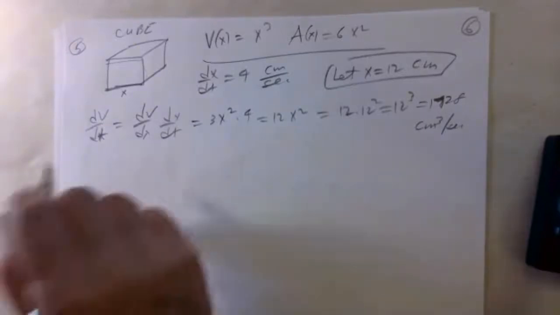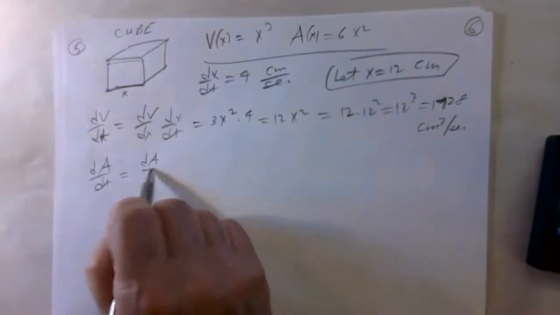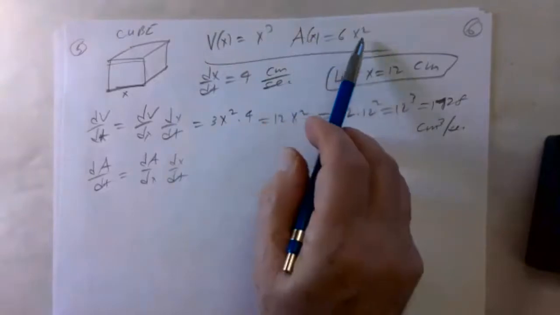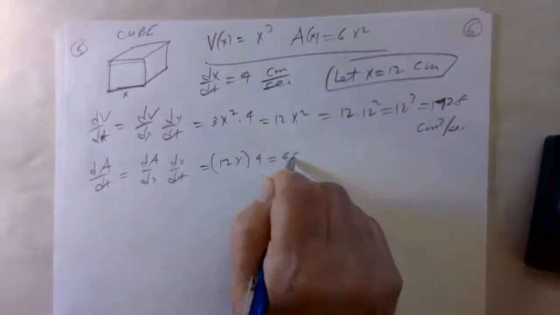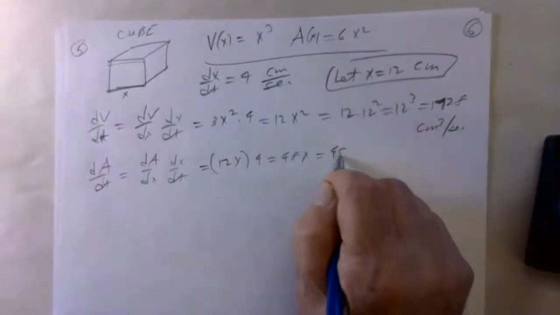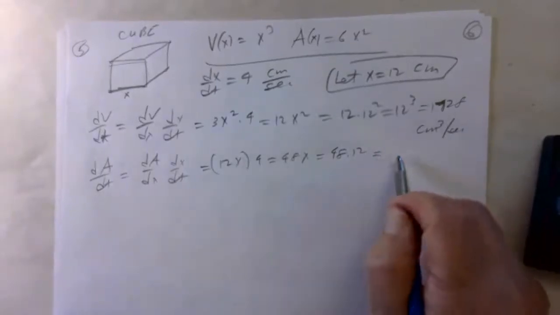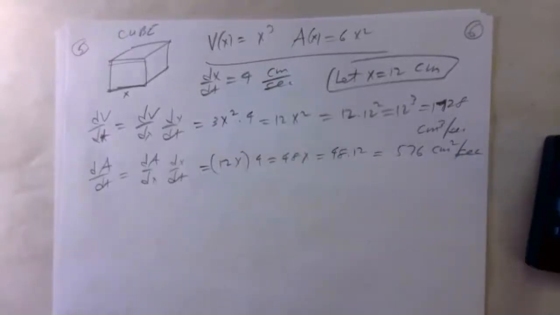And how fast is the surface area changing? Well, dA/dt is dA/dx times dx/dt. When you differentiate A with respect to x, you get 12x times 4, which is 48x. And when x is 12, this is 48 times 12, which is 576 square centimeters per second.